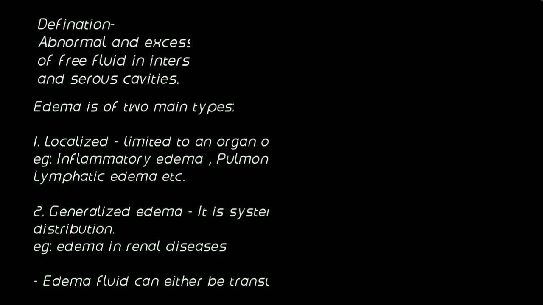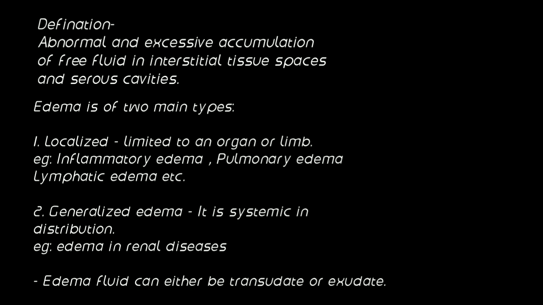Edema is termed as abnormal and excessive accumulation of free fluid in interstitial tissue spaces and serous cavities. Edema is of two main types, localized and generalized. Localized is limited to an organ or a limb and generalized is systemic in distribution. Examples of localized edema are inflammatory edema, pulmonary edema and lymphatic edema, whereas generalized edema examples are edema caused due to renal diseases. Now, edema fluid can be either transudate or exudate.